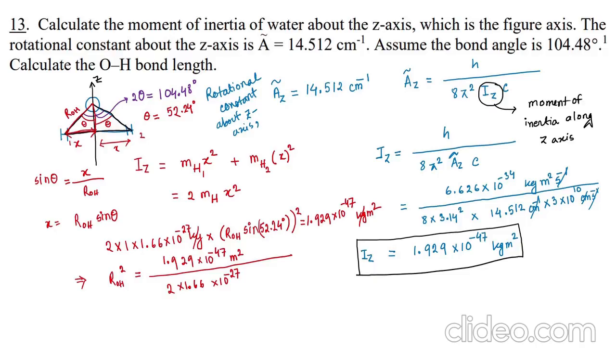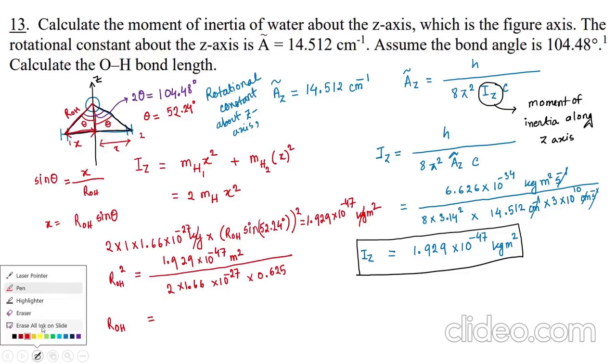Sine 52.24, square of that, is 0.625. Okay, now let's see what my R_OH is going to be.